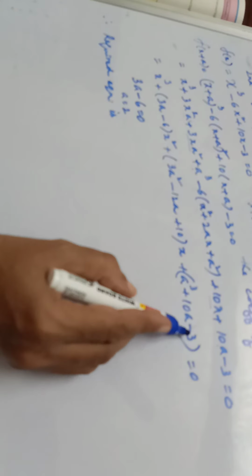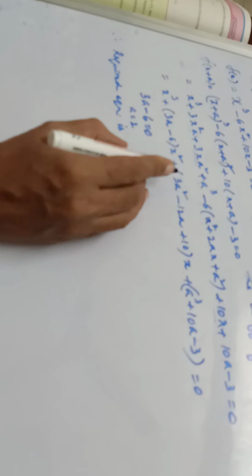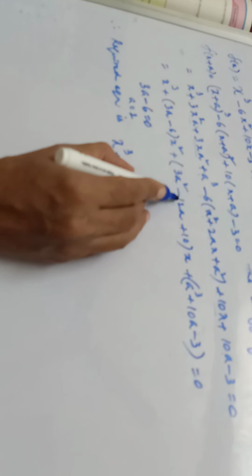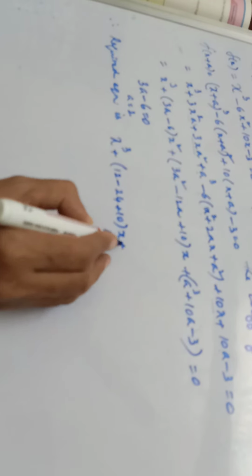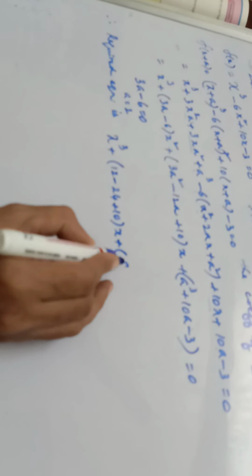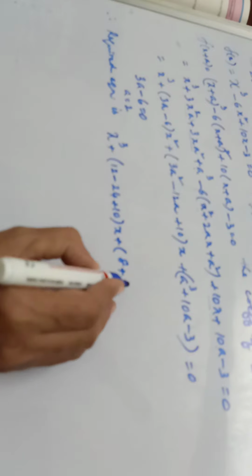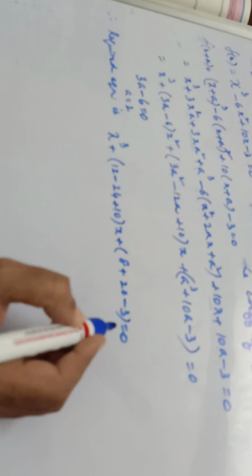in this equation you put a is equal to 2. Automatically, when you put a is equal to 2, this will become 0, so there is no need to write this term. That means we are making the x square coefficient 0. Now x cube plus, when you put a is equal to 2, 2 square is 4, 4 3s are 12, minus 12 2s are 24, plus 10 into x, plus a cube is 2 cube, 8, plus 10 into a, 10 2s are 20, minus 3 is equal to 0.